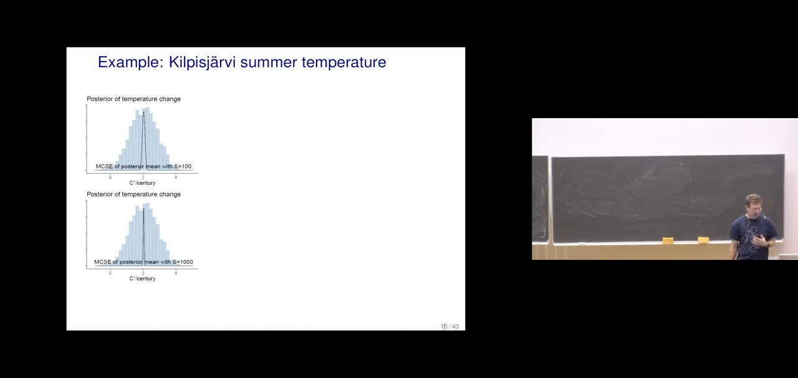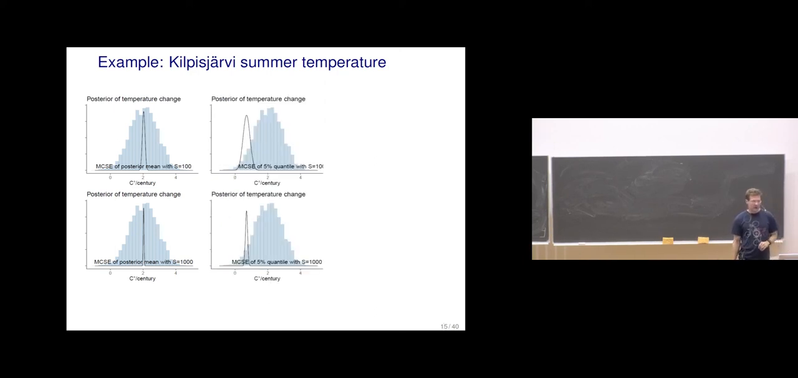However, the reason why we often need more than 100 is that in addition to the mean, we are interested here, for example, in what the range is and what the probability is that the temperature change is larger than zero. And now I'm showing in the upper plot 100 draws, and in the lower plot 1,000 draws.